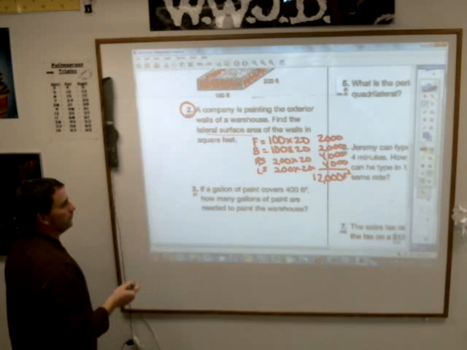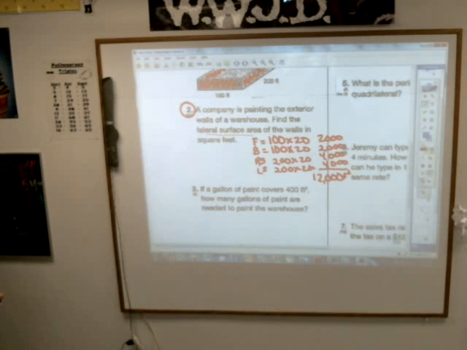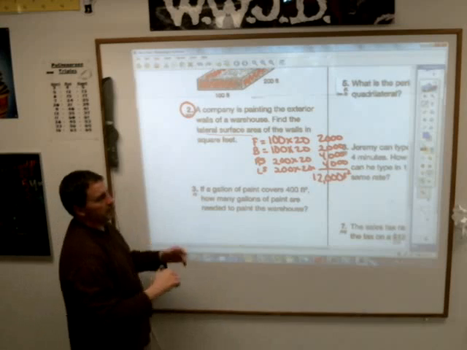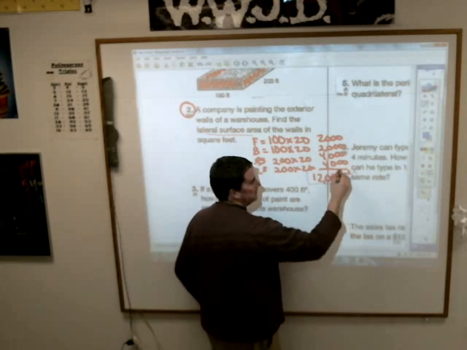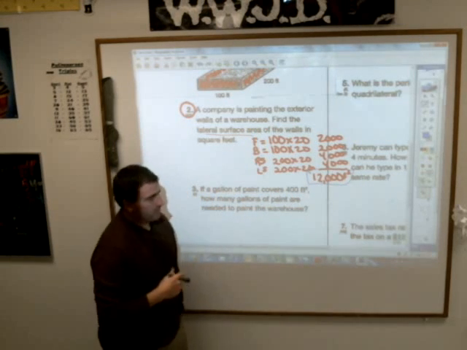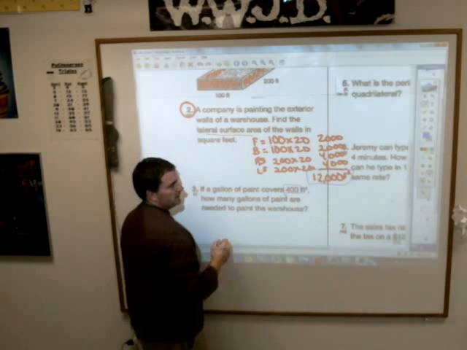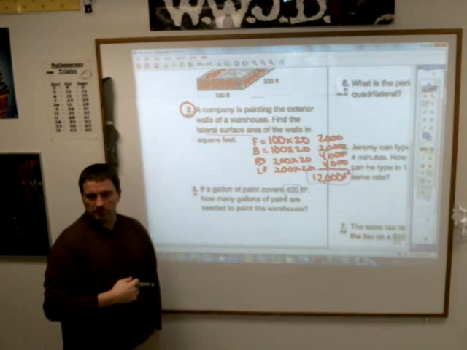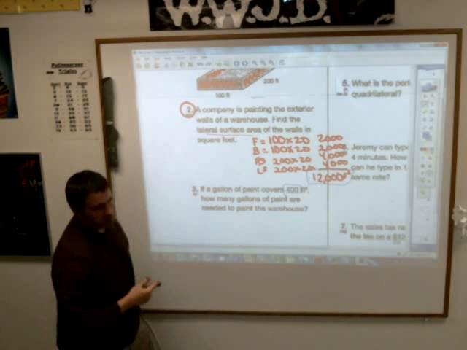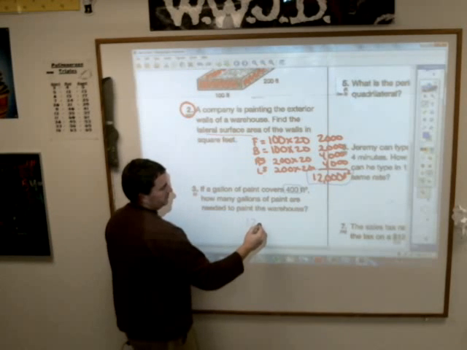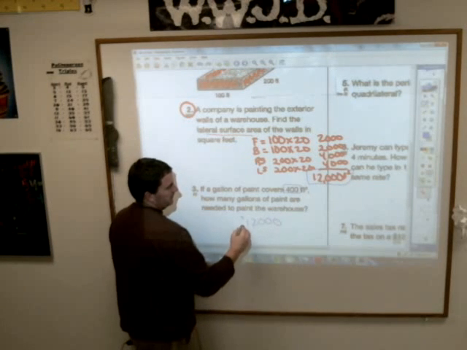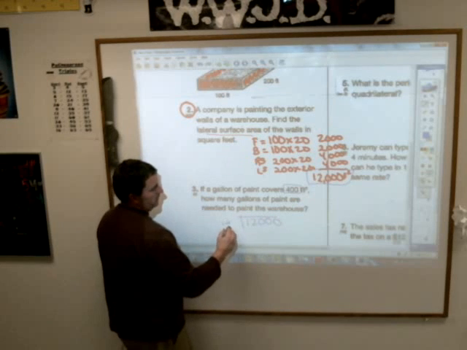A gallon of paint covers 400 square feet, so how many gallons are needed to paint the warehouse? So you already know how many square feet you have. If each gallon does 400 feet squared, how do you suppose that you would do that? It's just a division problem. 12,000 square feet, every gallon does 400.